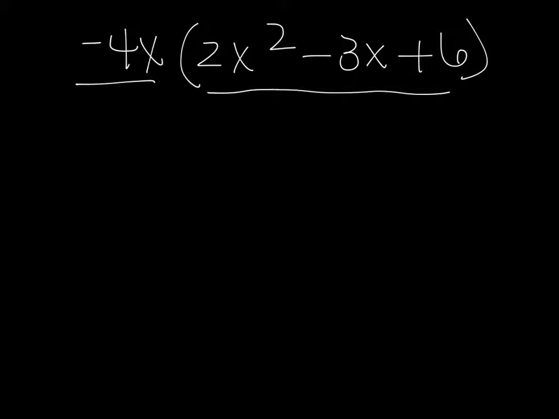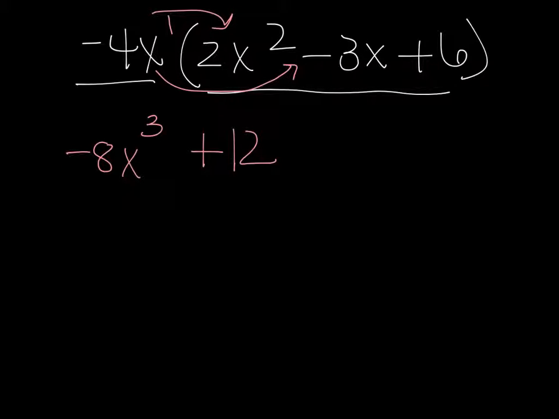So we are going to do the distributive property. When I take negative 4 times 2x squared, you multiply the coefficients. Negative 4 times 2 is negative 8. Now, when you take x times x squared, we learned that when you multiply monomials, you actually add the exponents. So x to the first times x to the second is x to the third, because 1 plus 2 is 3. Alright, now we have to take negative 4x times negative 3x. Negative 4 times negative 3 is positive 12. And x times x is x squared, because 1 plus 1 is 2.